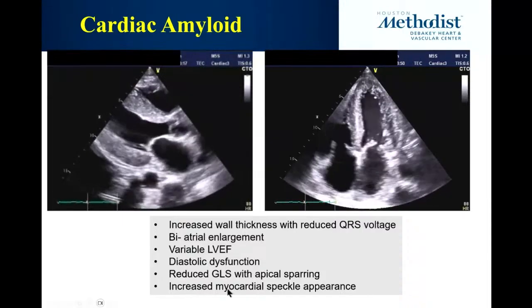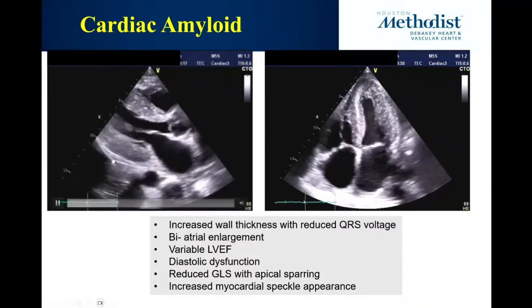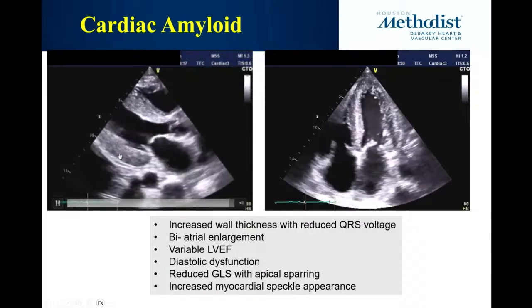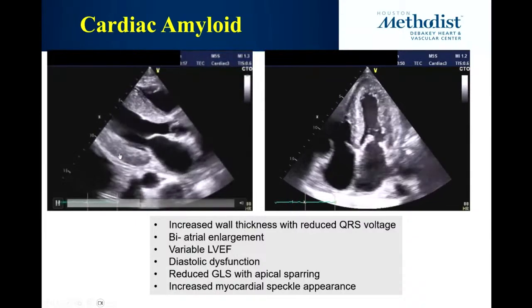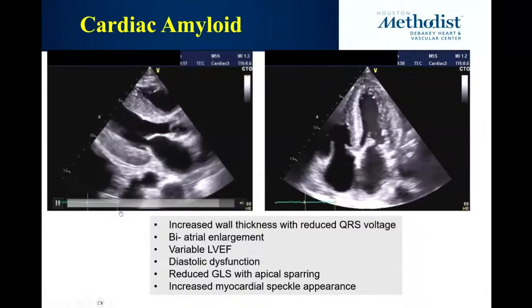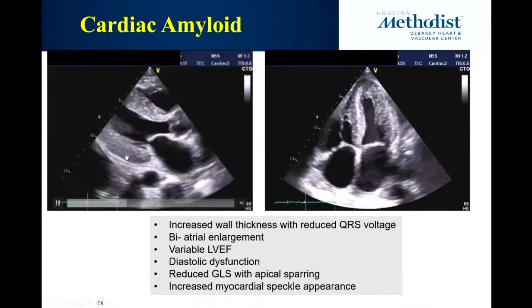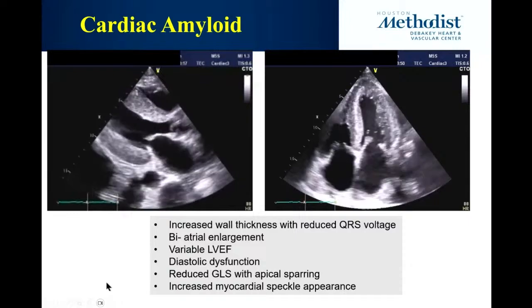And then increased myocardial speckle appearance, which you see here, is the least helpful criterion. Not always present, and also present with other diseases. If you want to get a beautiful picture of this, just look at somebody with end-stage renal disease.